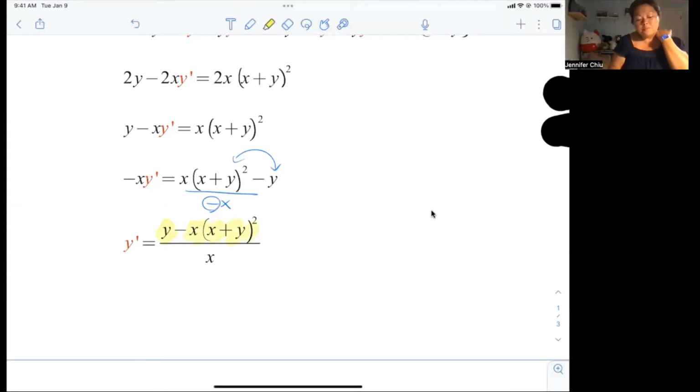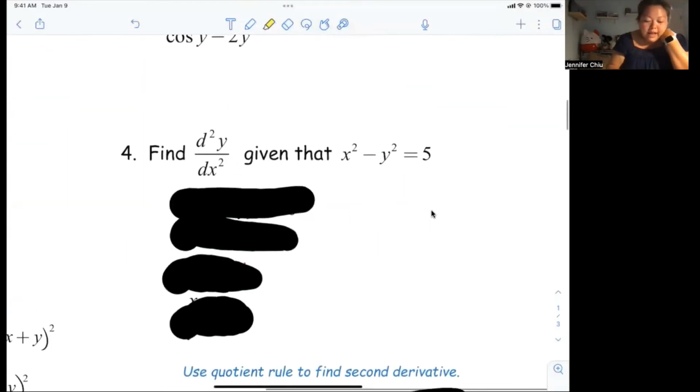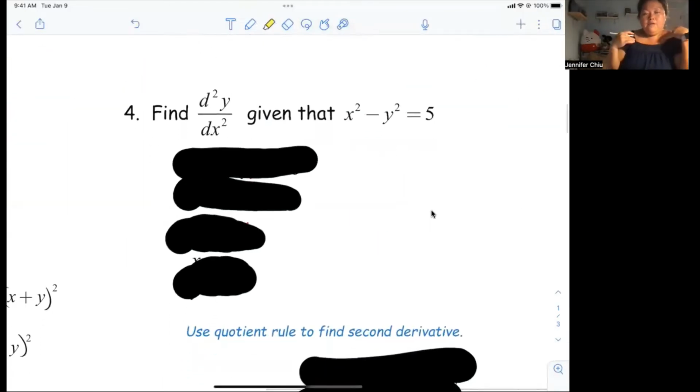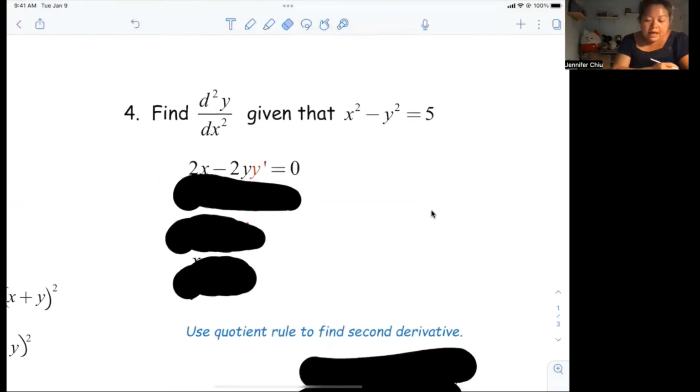Okay? All right. Now, this is a fun one. It says, now find the second derivative given that x squared minus y squared equals 5. So this is actually a hyperbola, but not that it matters. So you're going to take the derivative like you normally would. So I'm going to have 2x, right, minus 2y y prime equals 0. Make sure you watch out for the 5. A lot of students will forget and put the 5 down, and that really messes up your answer, okay?